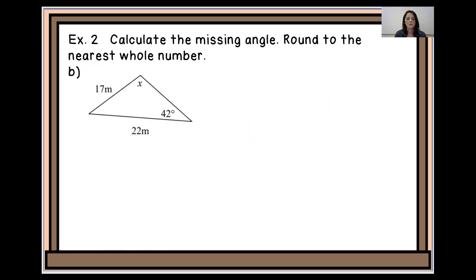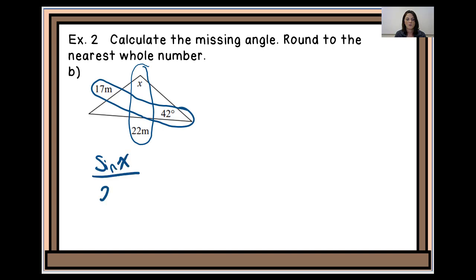Looking at our next example, we have an unknown angle across from a known side length. So we can figure this one out here. And we have a known angle across from a known side length. So again, we make our little x. Okay, so we have sine x over 22 is equal to sine 42 over 17. And again, we're going to multiply by 22, and then we're going to take the inverse sine function. I'm going to do that all in one step this time.